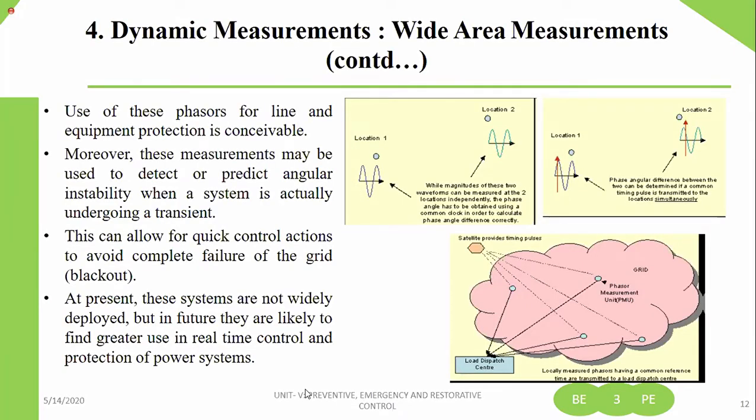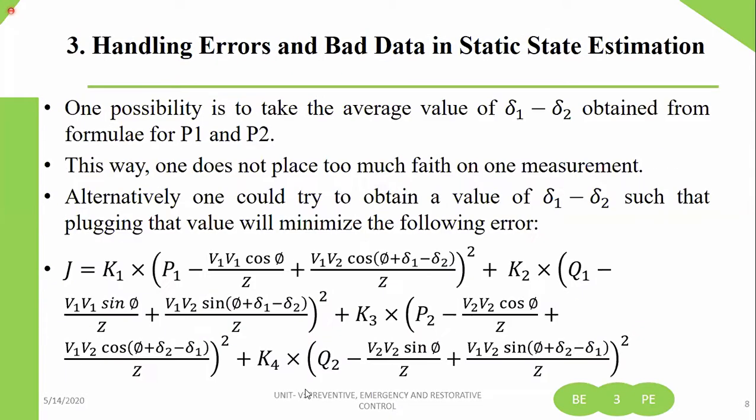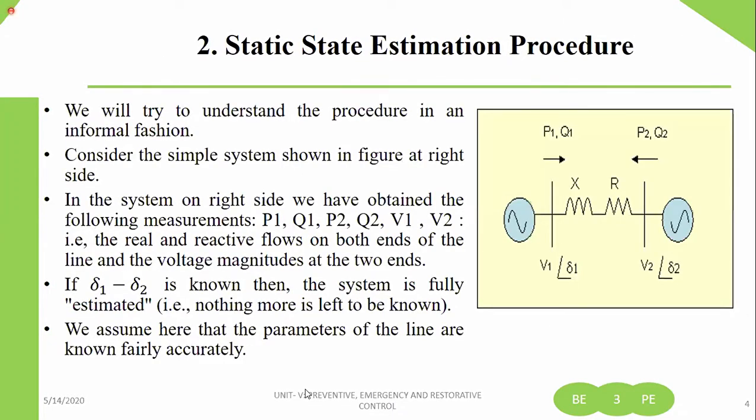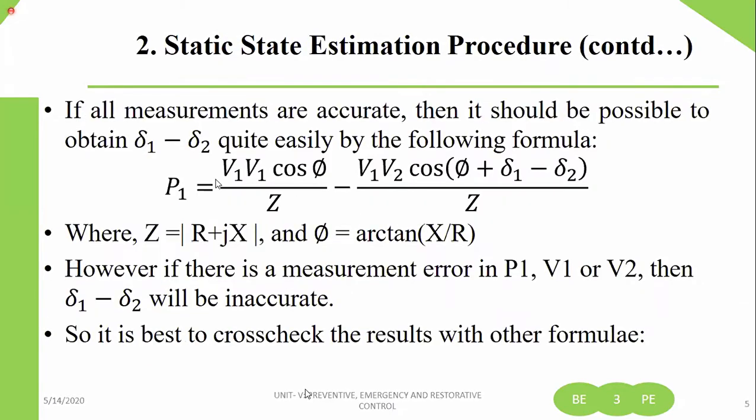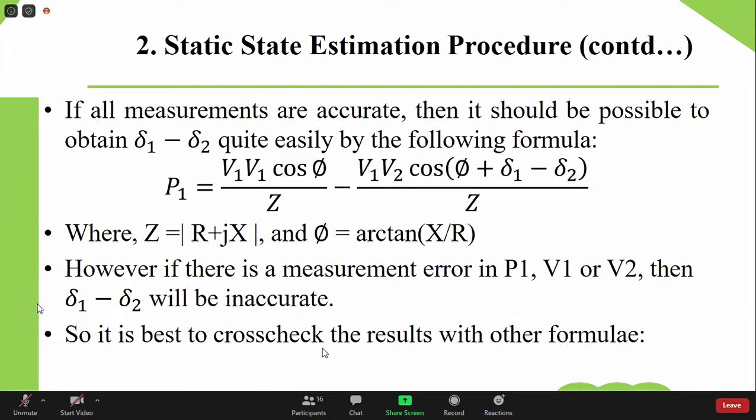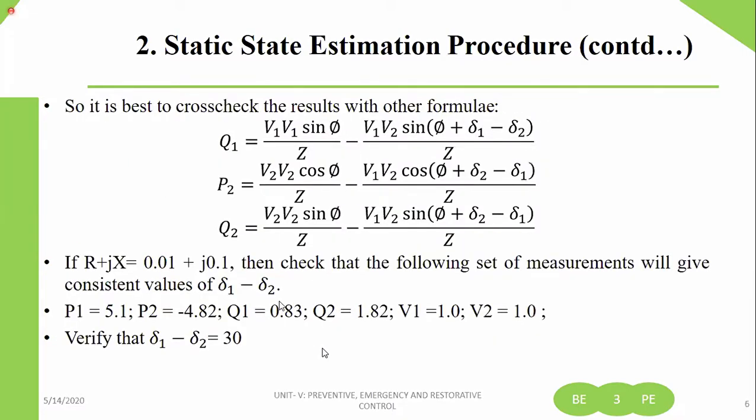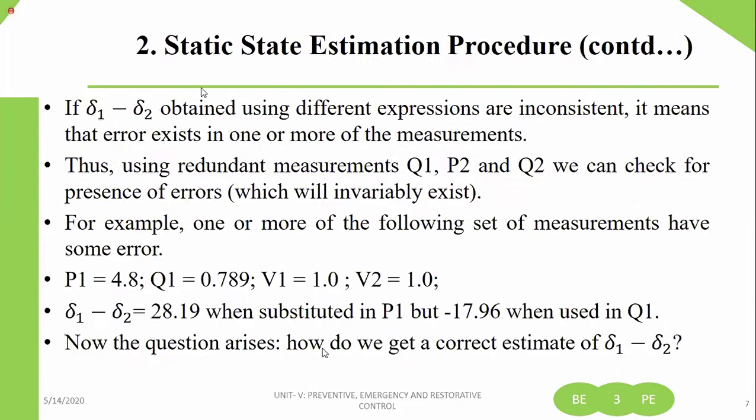Today we have learned about the definition of power system state estimation, and the different ways in which we can estimate, static and dynamic. You know how to carry out power system state estimation in the static state. We can measure P1, Q1, P2, Q2, V1, V2, and calculate delta 1 minus delta 2 by substituting in the basic formula. If you get a consistent delta 1 minus delta 2, it means that we have estimated correctly. But if you get an inconsistent value, then we have to handle that error, which is handling error and bad data.